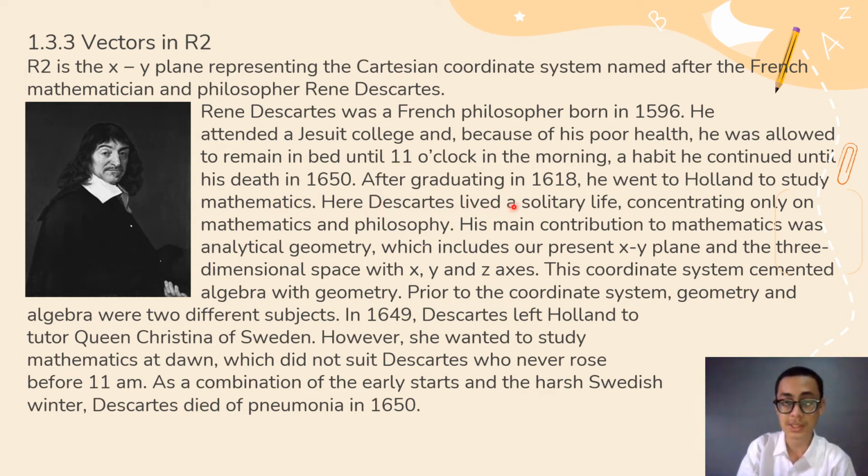After graduating in 1618, he went to Holland to study mathematics. Here Descartes lived a solitary life, concentrating only on mathematics and philosophy. His main contribution to mathematics was analytical geometry, which includes the present x-y plane and three-dimensional space with x, y, z axes. The coordinate system cemented algebra with geometry. Prior to the coordinate system, geometry and algebra were two different subjects.